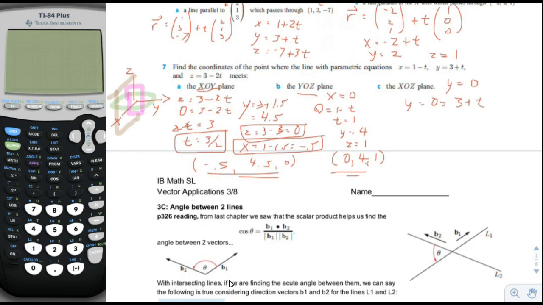If t is negative 3, then x equals 1 minus a negative 3, which is equal to 4, and z is equal to 3 minus 2 times negative 3, which is going to be 3 minus negative 6, which is 3 plus 6, which is 9. So now our answer is going to be (4, 0, 9). Right? And that's it.